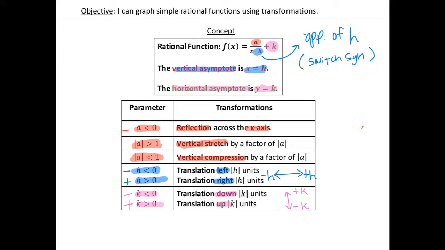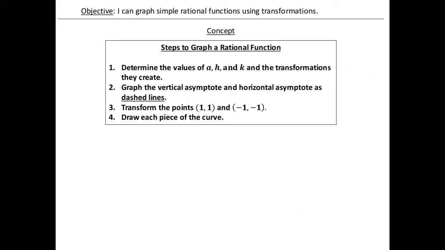Okay. So let's go ahead and look at our steps first before we do an example. Our steps to graph rational functions is first determine a, h, and k, and the transformations that they create, and then we're going to graph the vertical and horizontal asymptotes as dashed lines, and then we're going to transform the key points (1, 1) and (-1, -1), and then draw each piece of the curve.